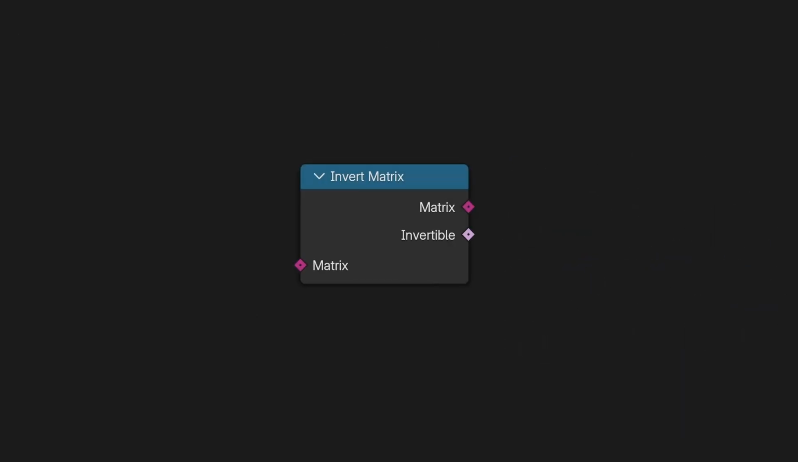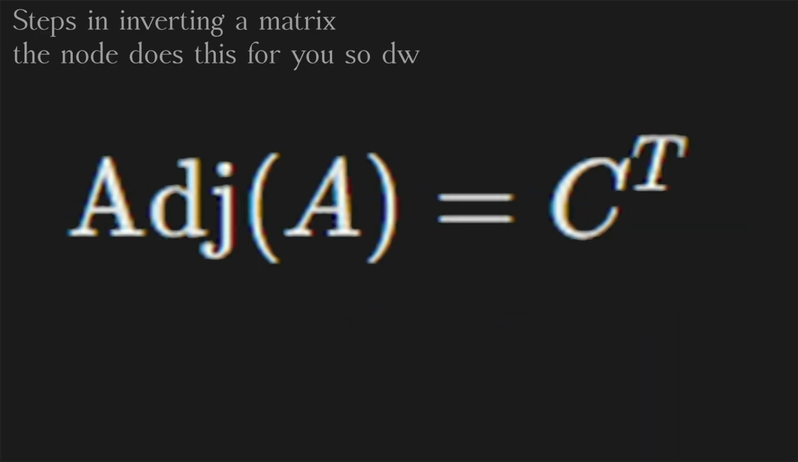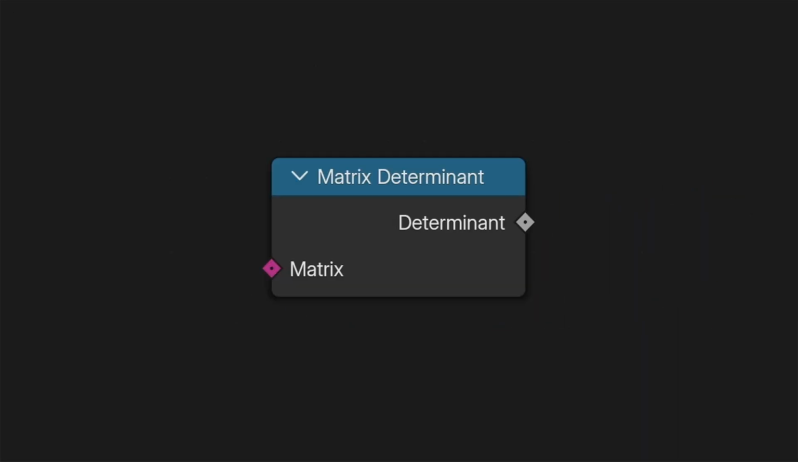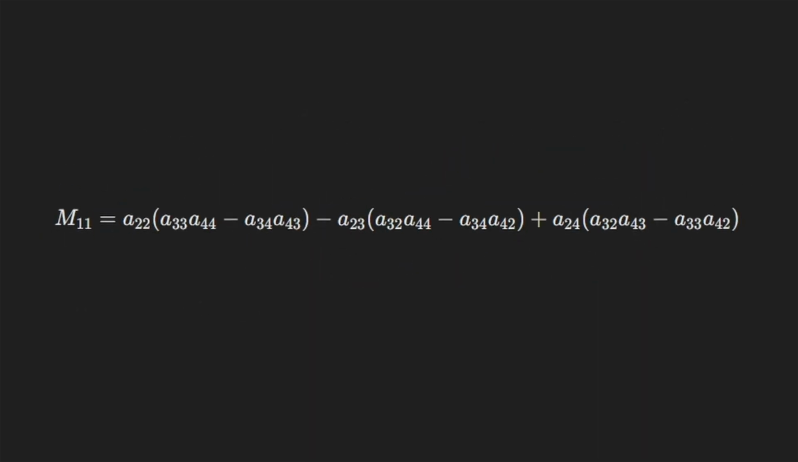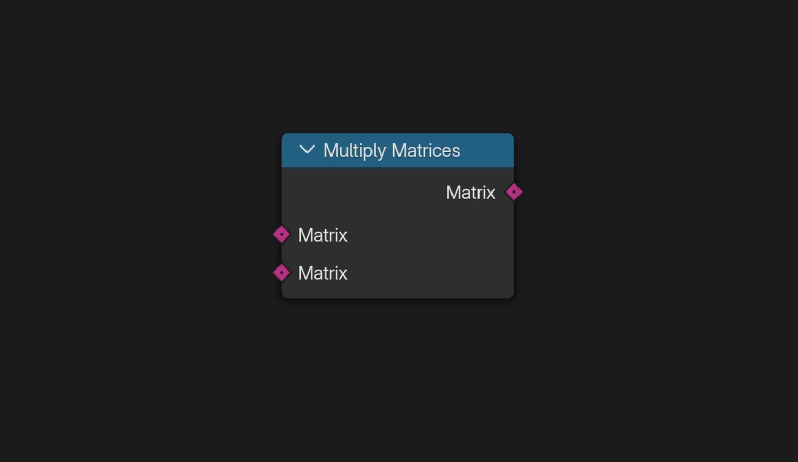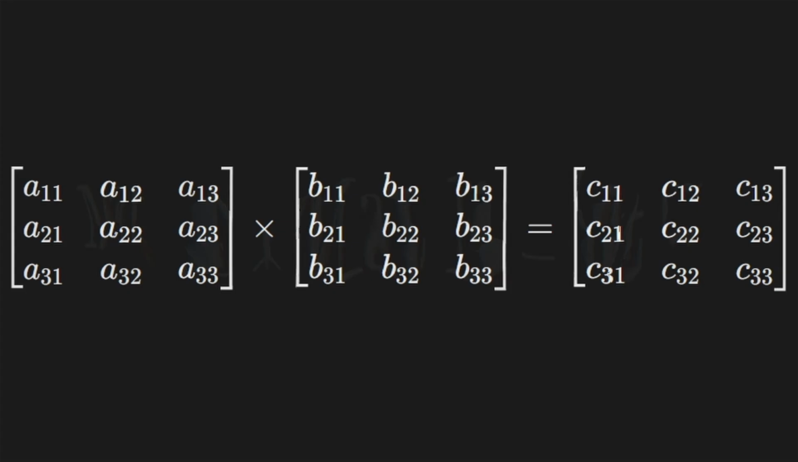Next is the invert matrix node. Inverting a matrix is a mathematical operation and this node just enables that. Next is the determinant matrix node. Determinant is a value that can be derived from any square matrix and this node just allows you to find that. Next is the multiply matrix node. This node just allows you to multiply two matrices.